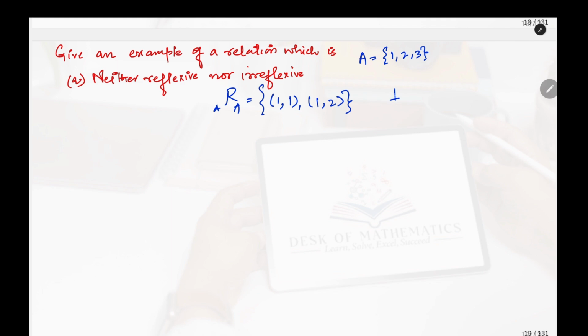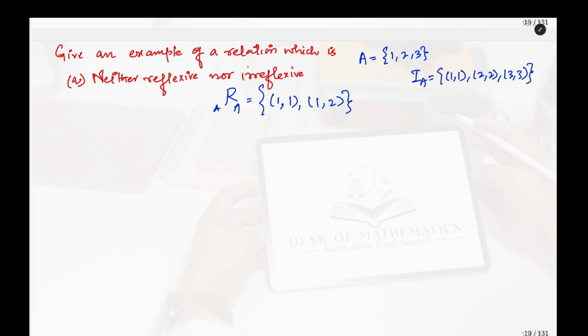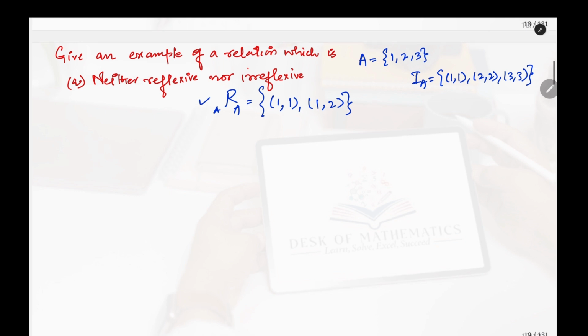Now check the identity. What is the identity relation here on A? That is 1, 1, 2, 2, and 3, 3. The identity relation is not a subset of this relation, so it is not reflexive. Now irreflexive: no element should be related to itself, but here we have one element that is related to itself. So it is not irreflexive either. Okay, so that is one example.